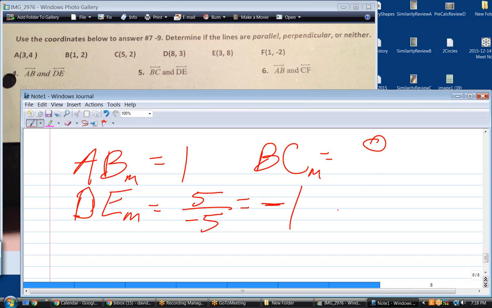That's the flat line, a horizontal line. In other words, if I draw a line like that, that has a slope of 0. And DE had a slope of -1. So it's neither. Exactly. It's not parallel. It's not perpendicular. Okay. AB we know, so we'd have to figure out CF and then do that same analysis.